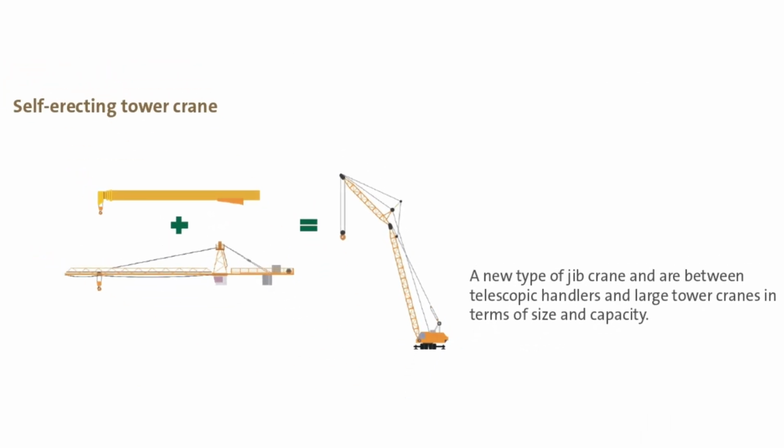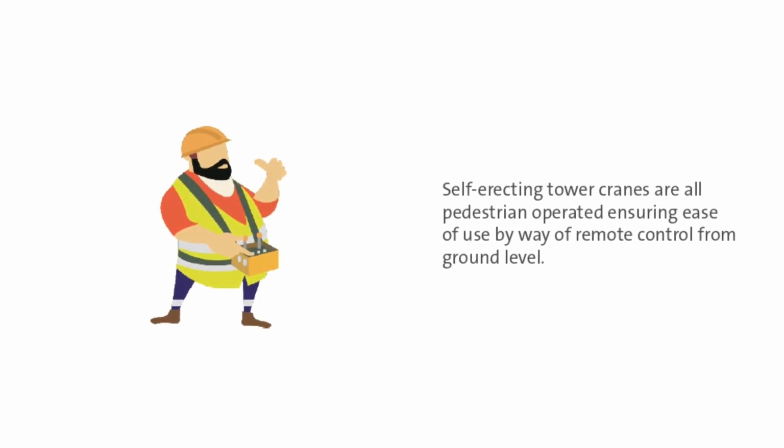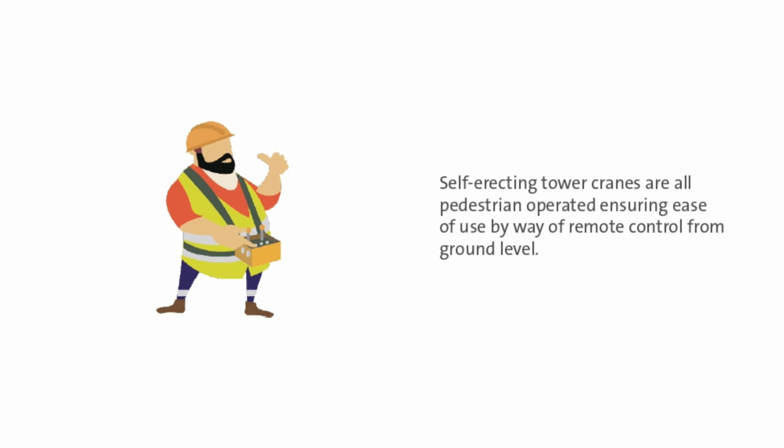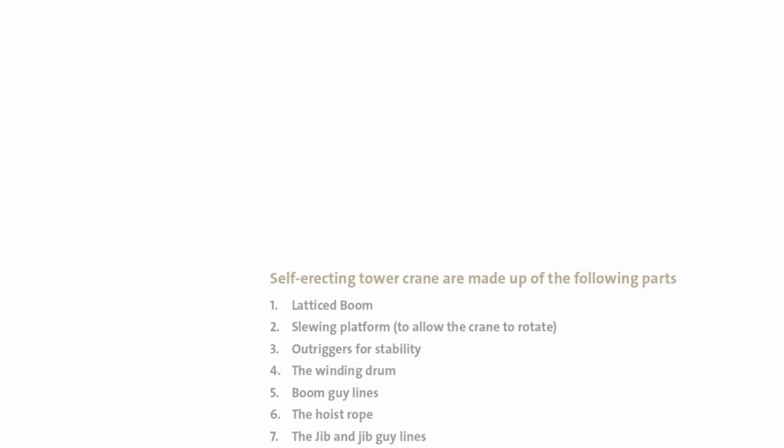Continuous track. Self-erecting tower crane, a new type of jib crane, and are between telescopic handlers and large tower cranes in terms of size and capacity. Self-erecting tower cranes have a small on-site footprint. Self-erecting tower cranes are all pedestrian-operated, ensuring ease of use by way of remote control from ground level. Cranes have the ability to unfold in less than 15 minutes and fold away in less than 8 minutes once installed.